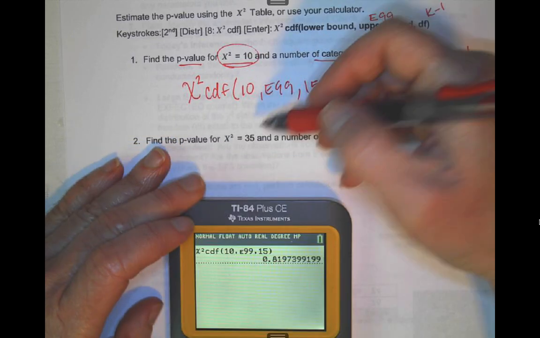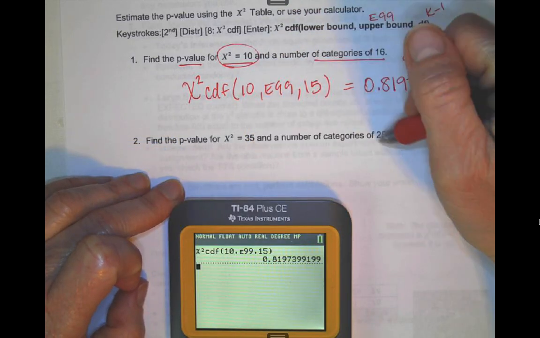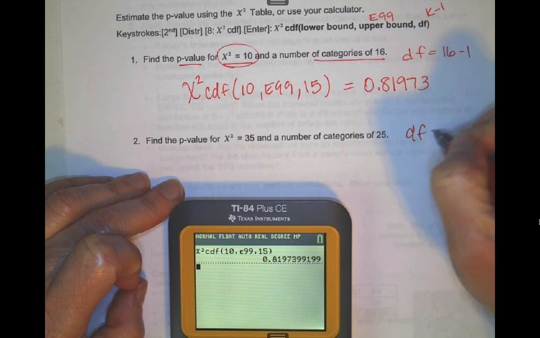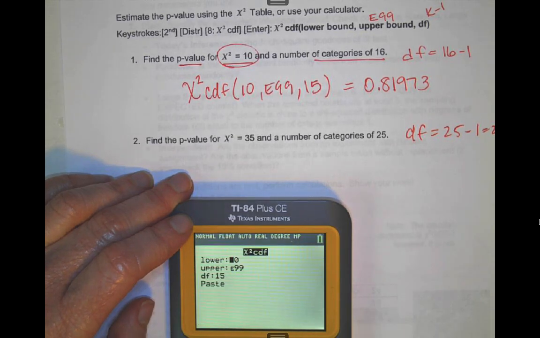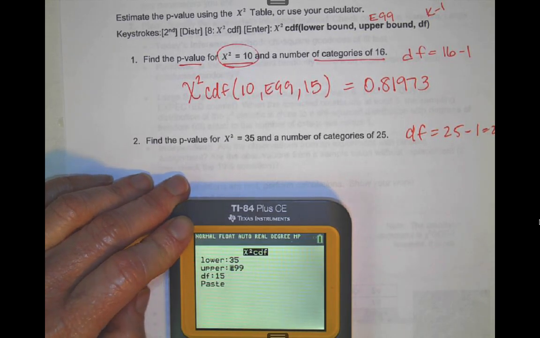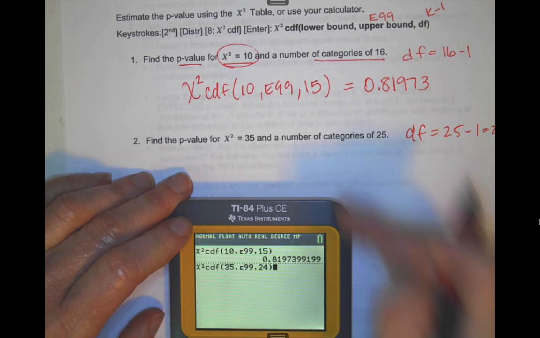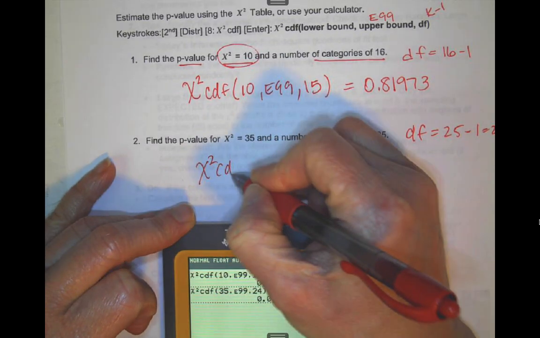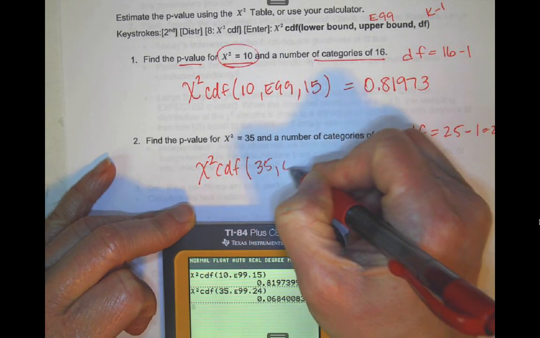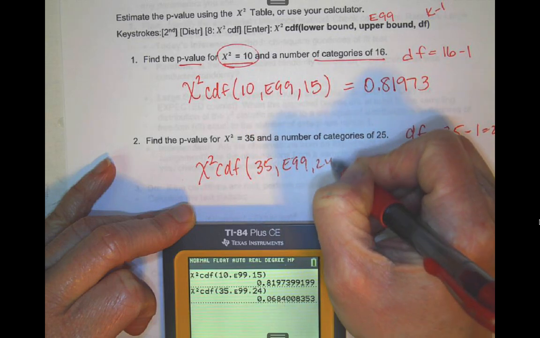For this one, I have a chi-squared value of 35 and a number of categories of 25. So again, I'm going to find the degrees of freedom. I'm going to do 35, E99, and then I have 24. So I paste that there, and I get that value right there. Again, I did 35, E99, 24.